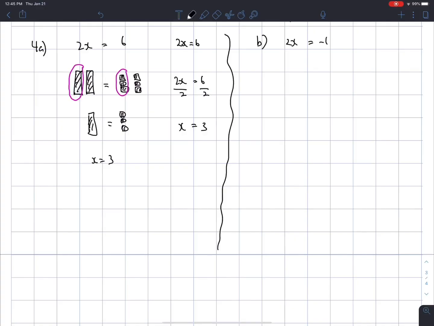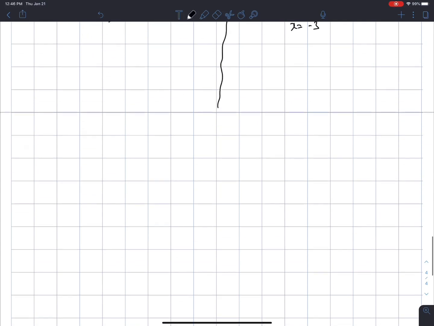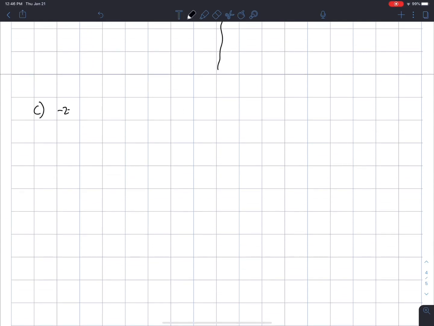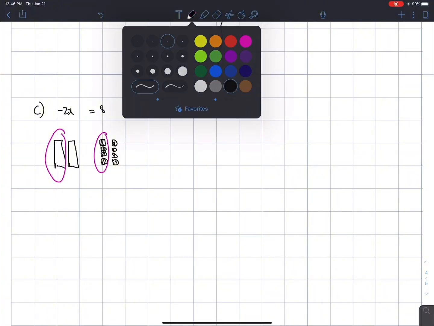B, 2x equals negative 6. Same idea, we have 2x and negative 6. Remember to put them into groups of 2. So now you can say 1x equals negative 3. Let's see, C, negative 2x equals 8. Negative 2x are the one rectangle that is not shaded. This time I'm going to put them in groups of 2 again because it's the negative 2. So now I can say that negative x equals positive 4.